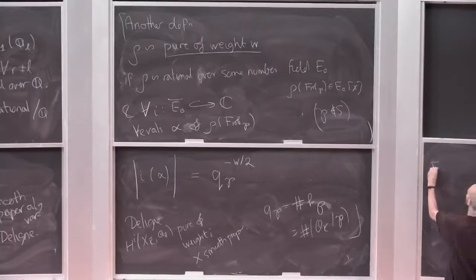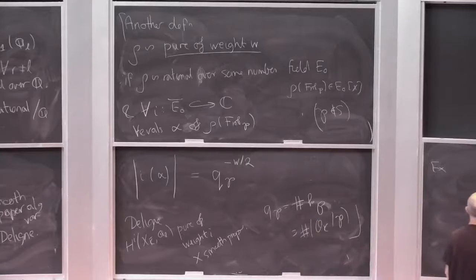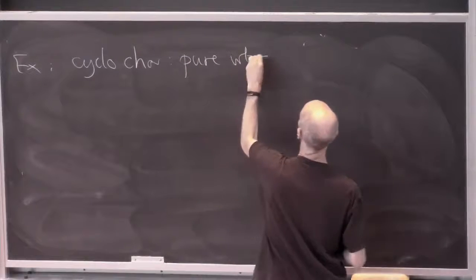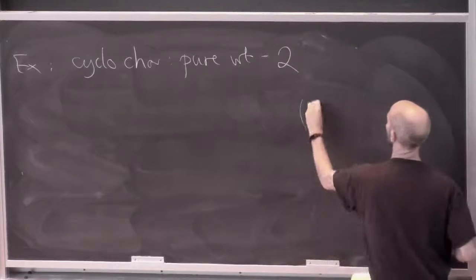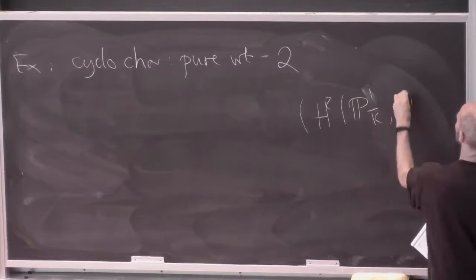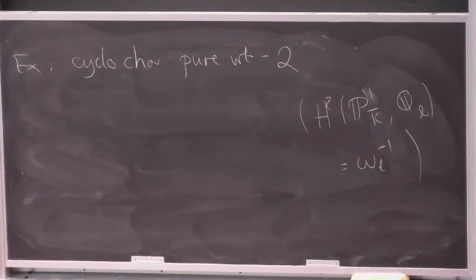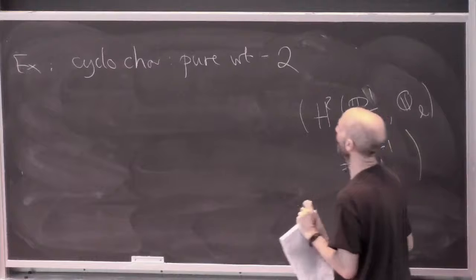So example. Did we do the cyclotomic character being rational over Q? We did the Tate module of a modular elliptic curve being rational over Q. Yeah, cyclotomic character rational over Q. So it turns out that the cyclotomic character is pure of weight -2. And I'm kind of happy with that, because the only thing I know about Étale cohomology is that H^2 of P^1 is the cyclotomic character inverse. It's inverse because the cyclotomic character has something to do with homology, not cohomology. So there we go.